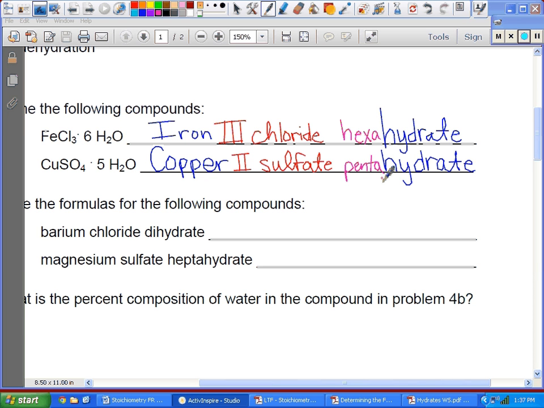So, barium chloride dihydrate. Hopefully you wrote BaCl2, the dot, and then 2 H2O. Is that what everybody got? Yep. Real simple. Don't overcomplicate it. Real simple. All right, so now let's go back to the other worksheet. We're pretty much done with that one.